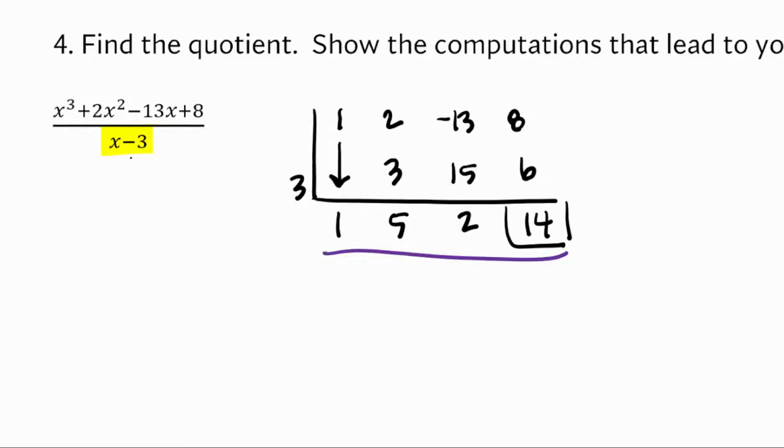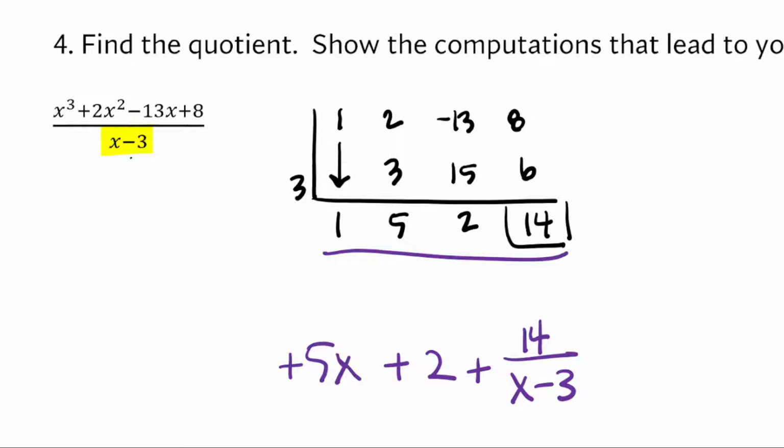Okay, so if I divide x to the 3 by x, my quotient should start with 1x to the 2. So I could start from the left and say 1x to the 2, 5x, 2, and then the remainder is 14. But I think the safest way to go is to start with the remainder. So I've got a positive 14, and we know the remainder goes over the divisor, so it's that x minus 3. And then after that, it'll be constant, some number of x's, so positive 5x's, and then 1x squared.